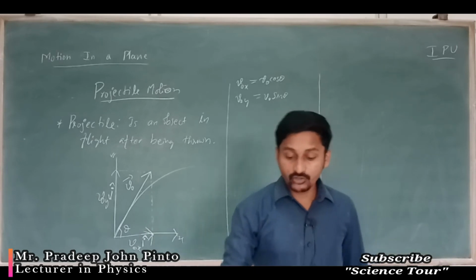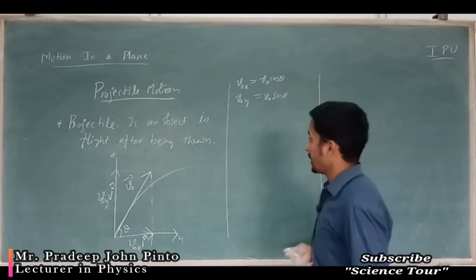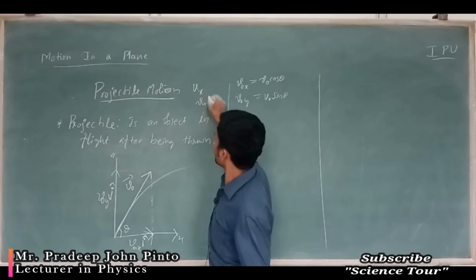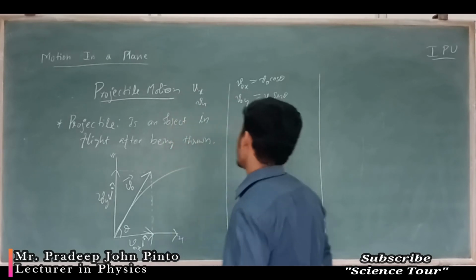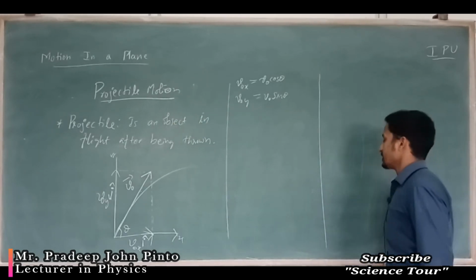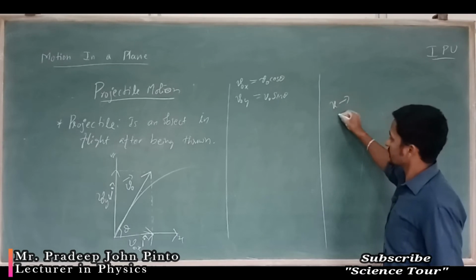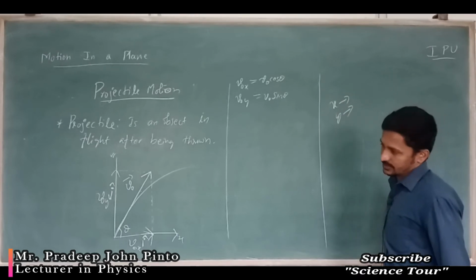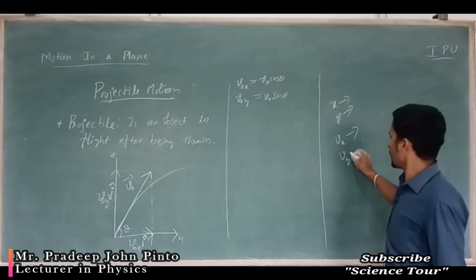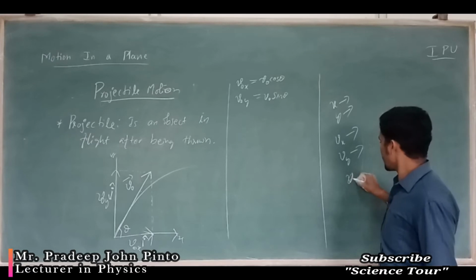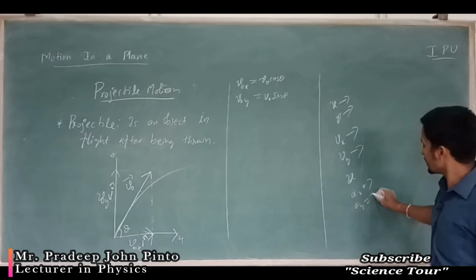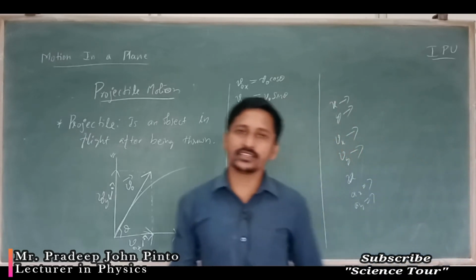That's why, whatever is in motion in a plane, we have two things. Velocity means x velocity and y velocity. Acceleration means x acceleration and y acceleration. Displacement means x displacement and y displacement. The x component is the x displacement, the y component is the y displacement. Velocity means vx is the x velocity, vy is the y velocity. Acceleration means ax is the acceleration in the x direction, ay is the acceleration in the y direction. So there are two components.